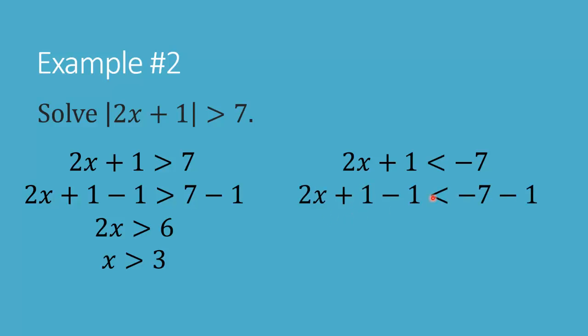Well, in that case, again, just like the previous slide, we're doing the same thing, except instead of an equals, it's a less than. And again, we flip it from this because we're dealing with the negative number. So again, we solve through it, and we get x is less than -4. So any number greater than 3 or less than -4 will be an answer to this equation.